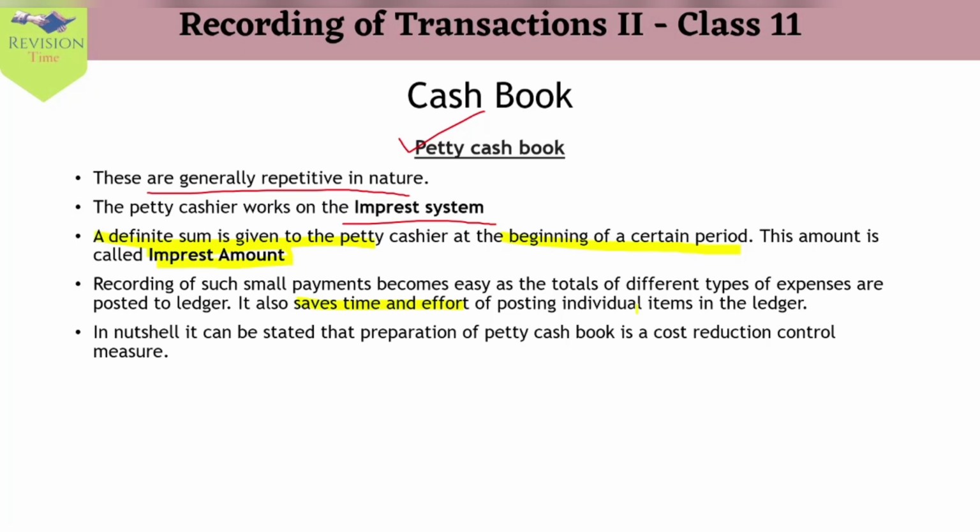So, petty cash book is all about recording small payments, and it is very helpful. It becomes easy as all the totals of different expenses can be found in one place. It saves our time and efforts. In a nutshell, it can be stated that preparation of petty cash book is a cost reduction and control measure. Since we are recording all our expenses in one place, we can understand which are our more recurring expenses, how we can control them, what the amount of such expenses is, and what measures we can take to reduce and control them. In this way, petty cash book is advantageous and very helpful.